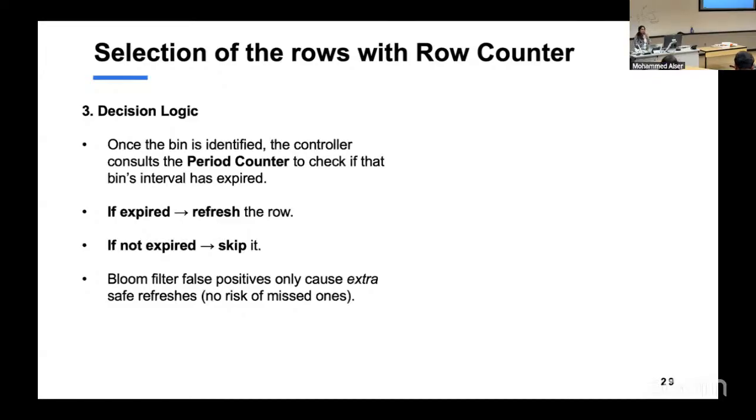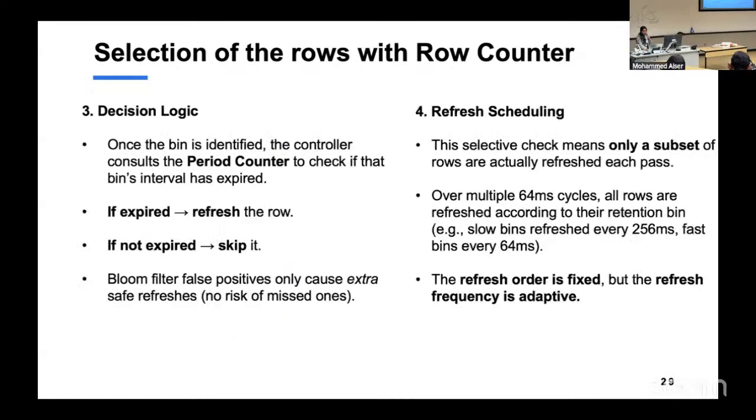Once we have identified the bin, the controller checks the period counter and checks whether the bin has expired. If the bin is not expired, it will just skip the row. If it has expired, it will refresh the row. And the Bloom filter may give a false positive, but that causes only extra refreshes; it doesn't risk any missed refreshes or data loss.